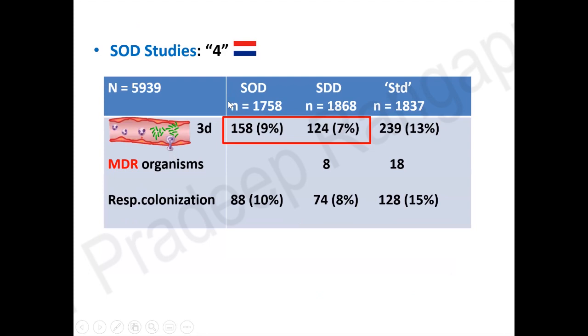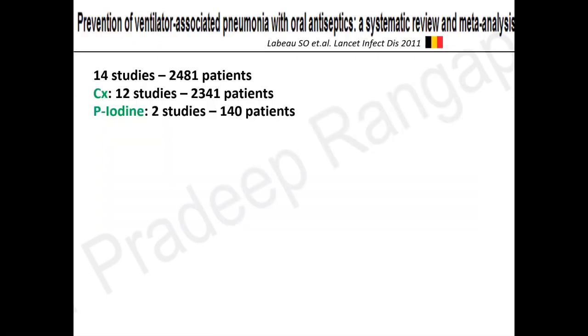This was again another study by the Dutch group, which looked into 5,939 patients and compared SOD and SDD, looking at sepsis at 3 days. As you see, at the third day the risk of sepsis was significantly less in the groups which got SOD and SDD as compared to standard. MDR organisms were also found to be less in the SDD group. Respiratory colonization was 10% in SOD, 8 in SDD, and 15 in standard. So there were signals towards less respiratory colonization in patients who underwent selective oral or digestive decontamination, and even the risk of sepsis at day 3 was significantly less. This Dutch study and the Singapore meta-analysis point towards some benefit in keeping the oral cavity clean using some sort of decontamination to reduce the risk of VAP.